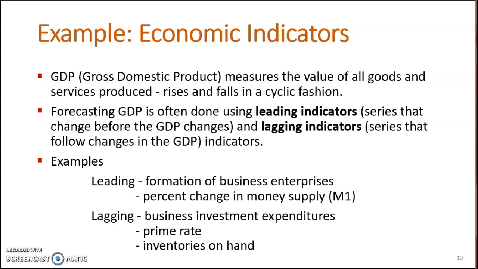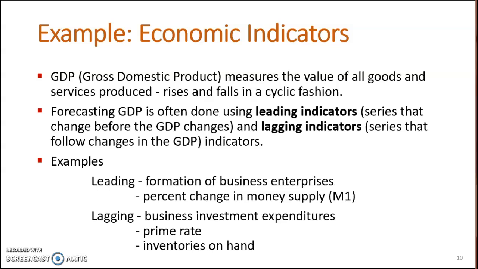An example of that is the economic indicators. GDP, gross domestic product, measures the value of all goods and services produced. And GDP will rise and fall in a cyclic fashion. So forecasting of GDP is often done using leading indicators, series that change before the GDP changes, and lagging indicators, series that follow changes in the GDP.